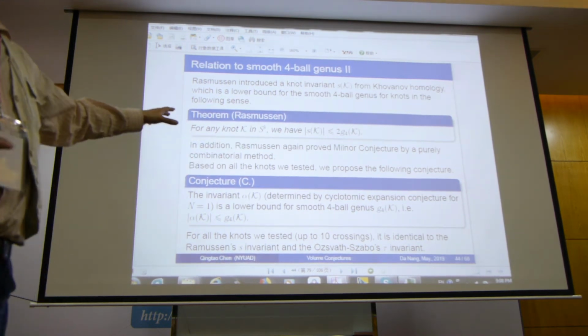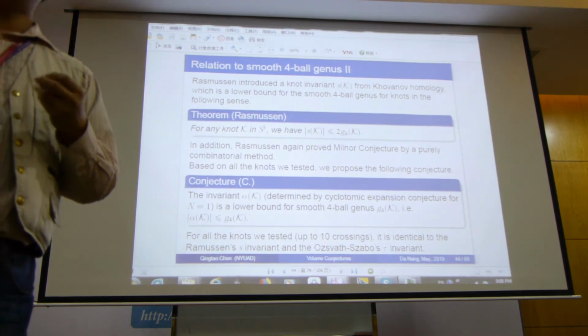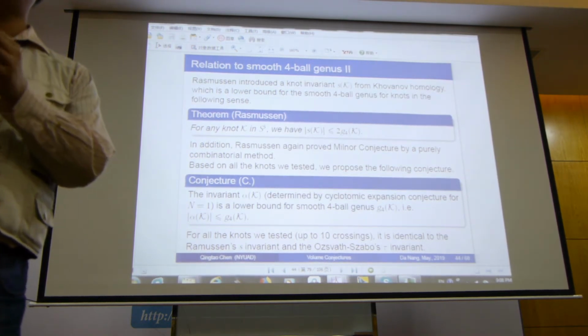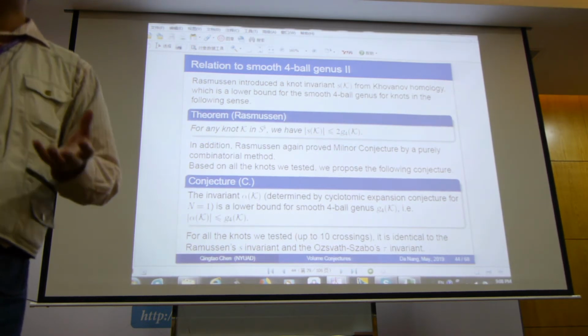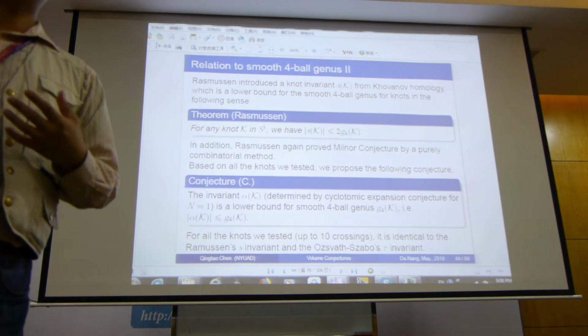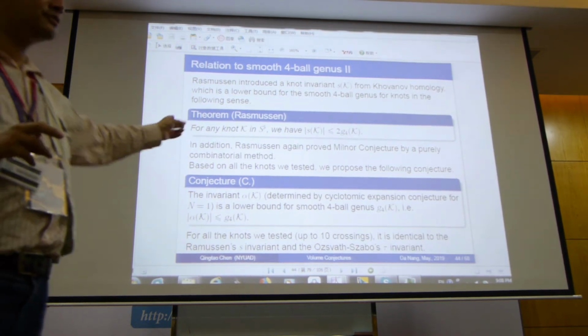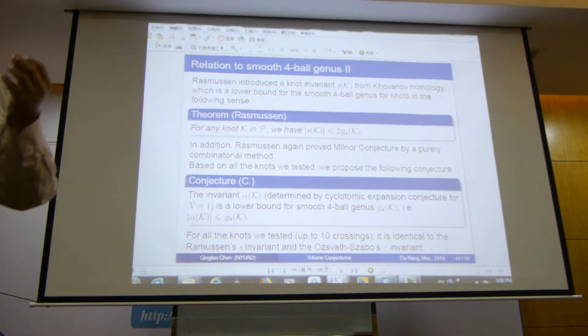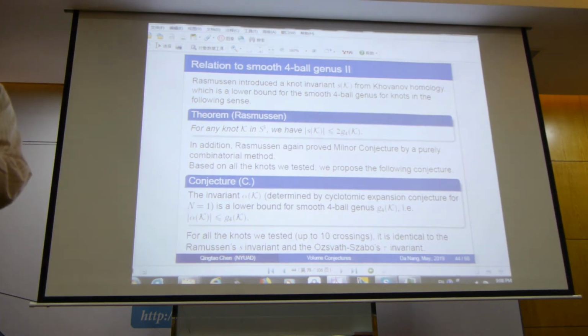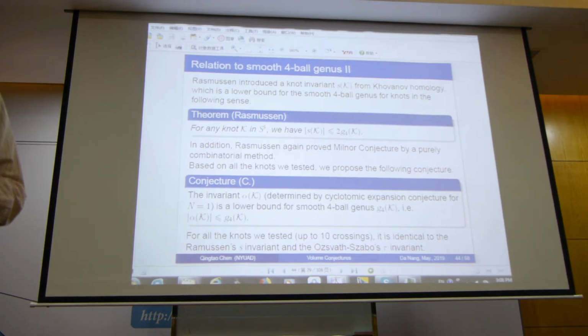So this is the new situation. My alpha invariant up to 10 crossings is also equal to the S and the tau invariant. But we don't know if there are any counterexamples after 10 crossings. So possibly this alpha invariant is always equal to the S invariant. Maybe it's weaker than the S invariant, maybe also stronger than the S invariant, we don't know. So we need to test more examples.